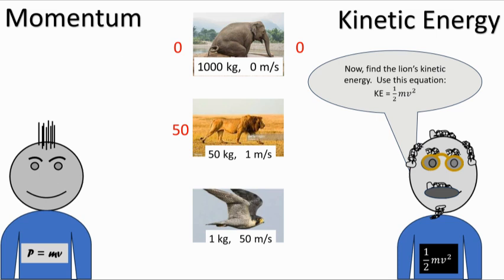Now find the lion's kinetic energy. Use this equation, 1/2 mv squared. Very good. Putting the numbers in, we found that the kinetic energy of the lion is 25 joules.